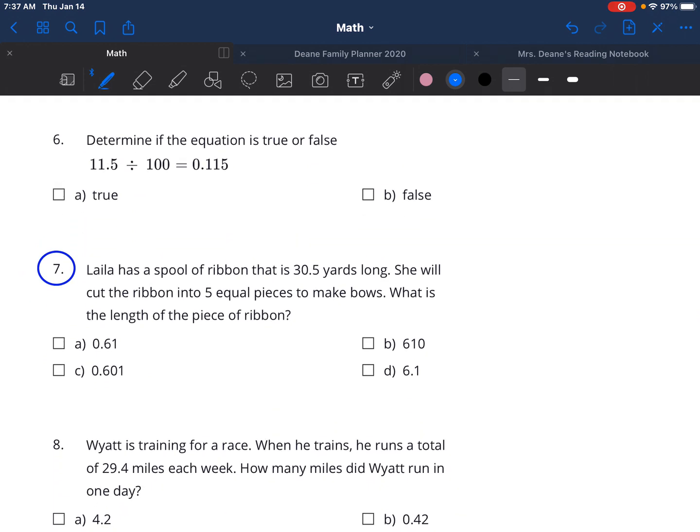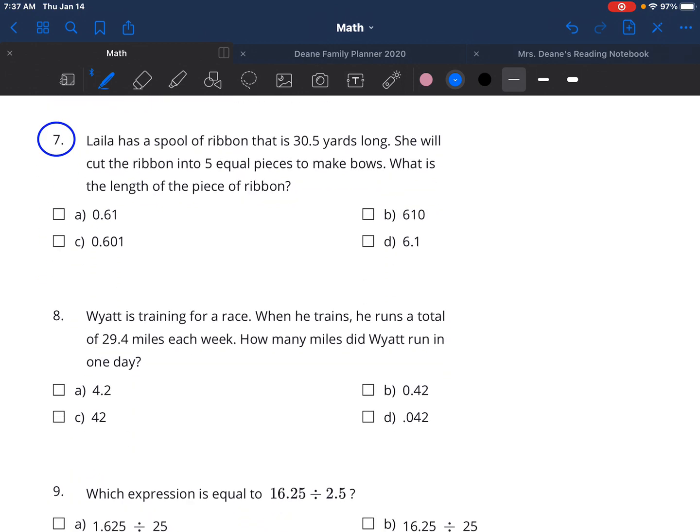Number 6, we're still moving our decimals. This time you're dividing it by 100, and that has 2 zeros, so you would move your decimal 2 places to the left. If it matches what the answer is here, then it's true. If it doesn't, then it is false.